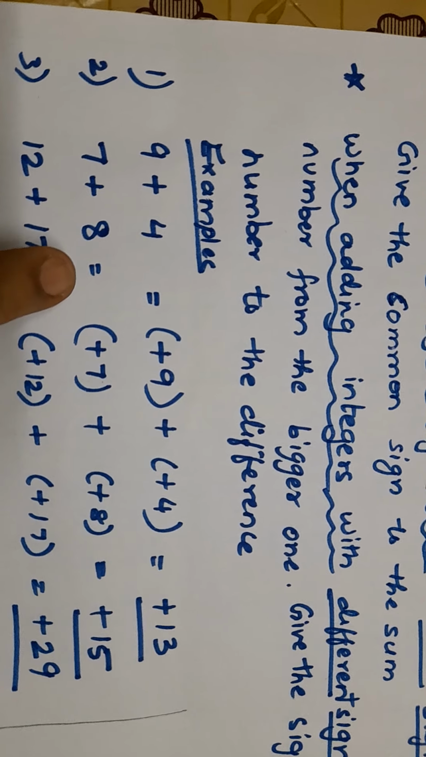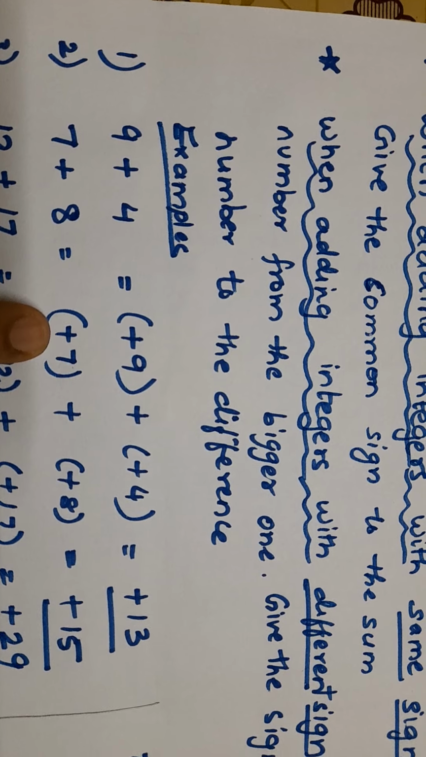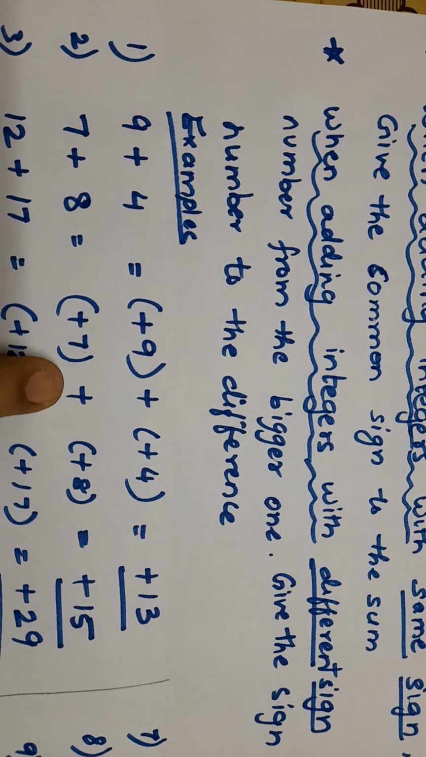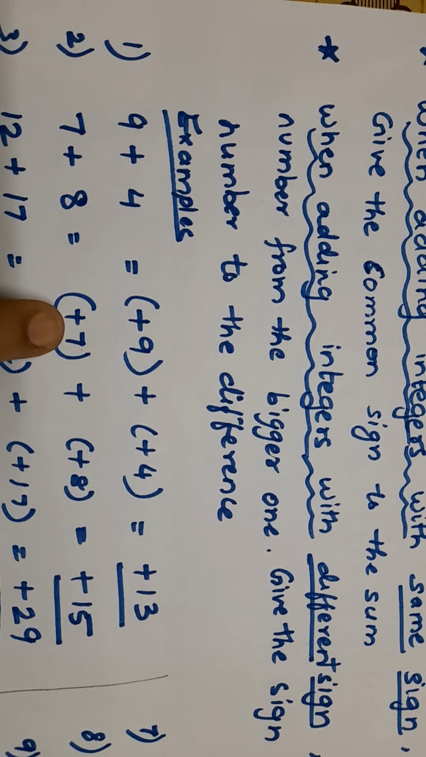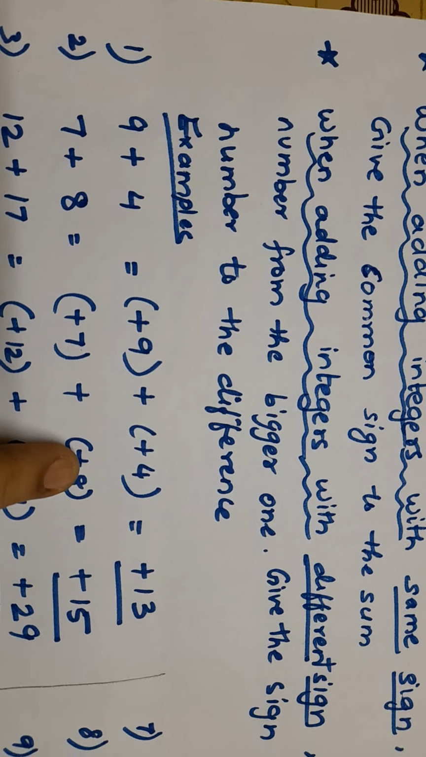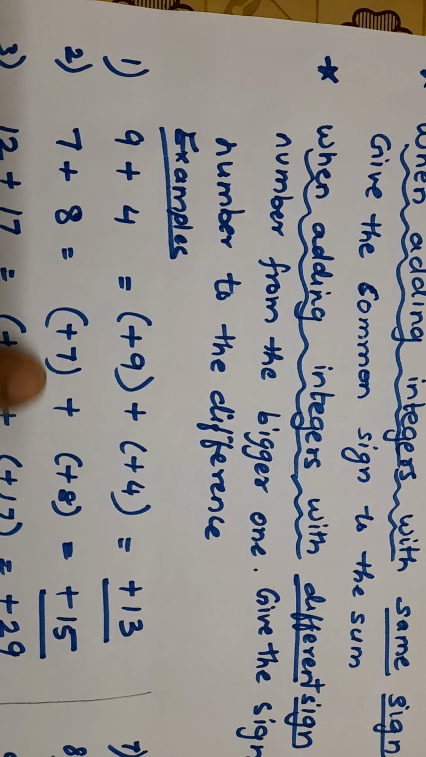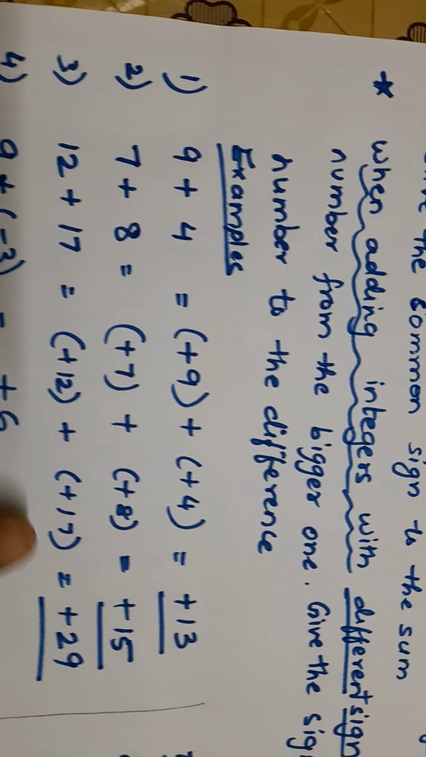Similarly we will solve one more example, 7 plus 8. अभी यहाँ पे 7 भी पॉजिटिव है और 8 भी पॉजिटिव है. So when you add, you will write plus 7 plus bracket plus 8. Both the signs are same. You have to simply ignore the sign and add the numbers. 7 plus 8 will give you 15, and then you will give the common sign. Common sign in both the numbers is plus. So the final answer will be plus 15.